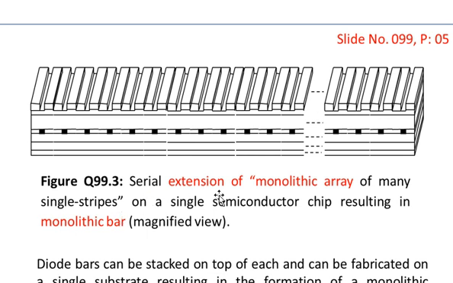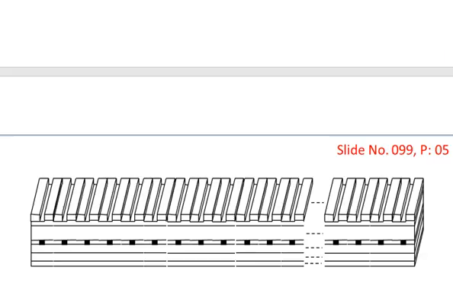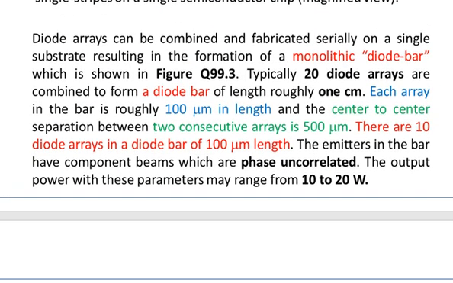The caption is a serial extension of a monolithic array of many single strips on a single semiconductor chip, resulting in a monolithic bar. And of course, this is the magnified view of the chip. So let's read the descriptions relevant to this figure. Diode arrays can be combined and fabricated serially on a single substrate, resulting in the formation of a monolithic diode bar, which is shown in figure number 3.